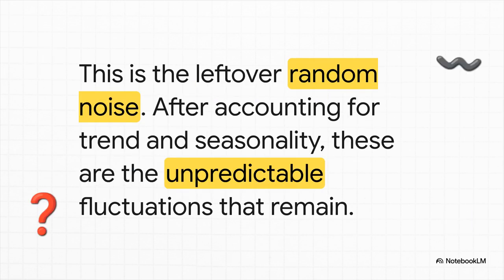And finally, this is what's left, the irregular or random component. After we've accounted for that big upward trend and that predictable yearly cycle, this is just the noise that remains. These are the little unpredictable wobbles that don't fit into the other two patterns.